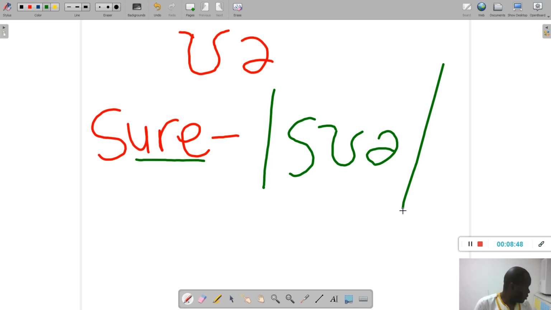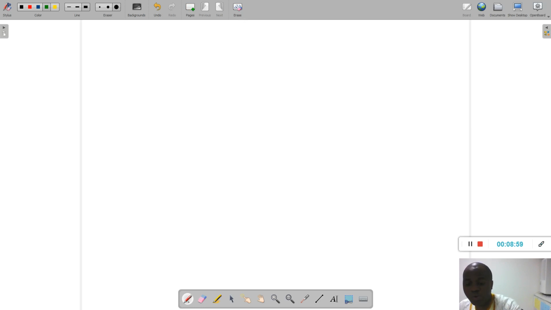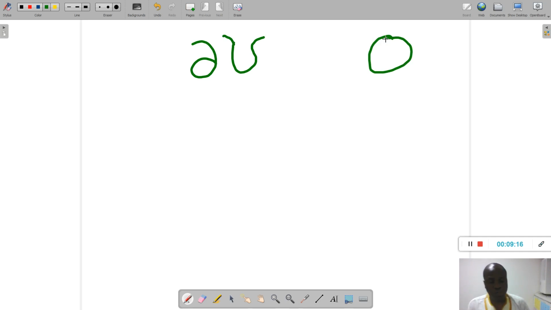Let's go to the next one. Our next is the O sound. So let's go to the O sound. The O sound is represented by these two vowels, O and U. Together they form O, the O sound, the alphabet O.